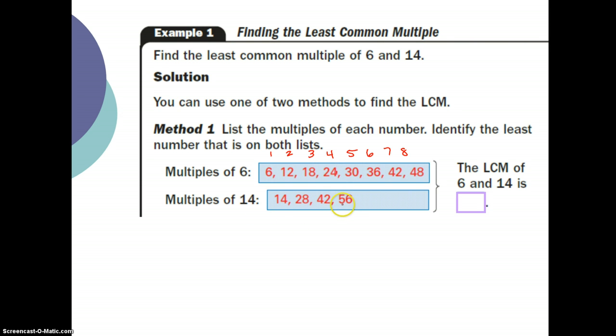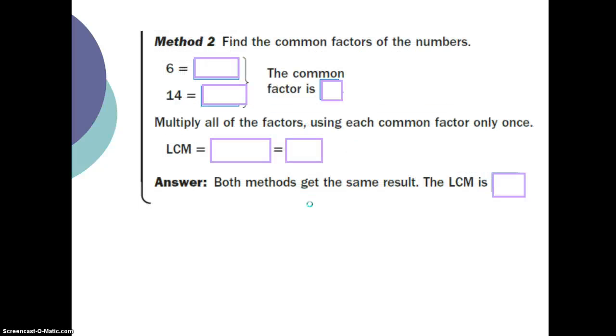Now I'm going to stop here because did you notice that we found a common multiple? The common one is 42. It's also the lowest because there is nothing before 42 that matches up. So the least common multiple is 42. That's method 1. I think this method takes a long time to complete because you have to list them all out, and you can keep going and going. You might be going up to 100 depending on what the numbers are, or even higher.